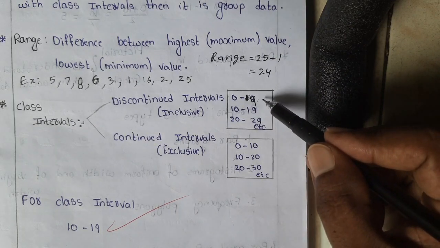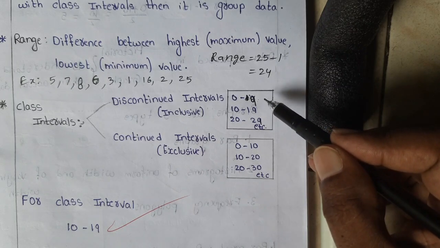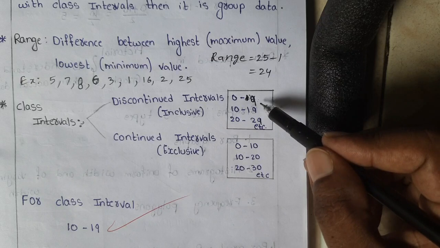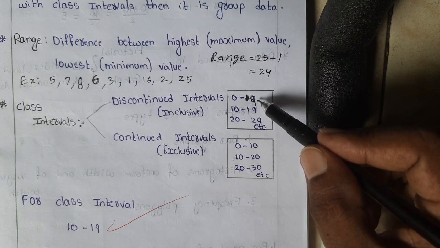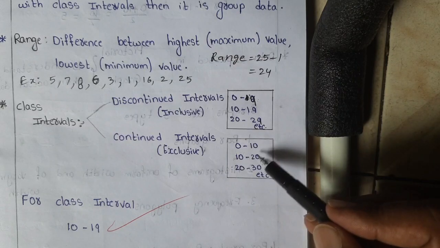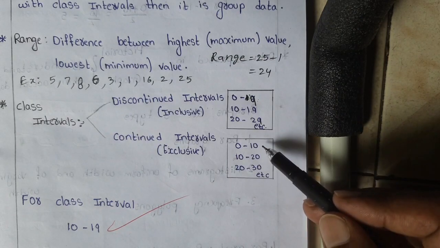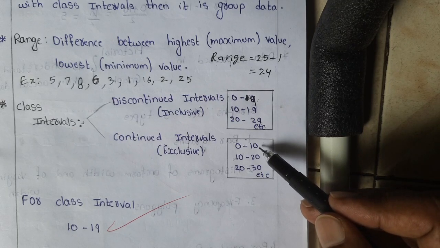Another name is inclusive intervals. Why? Suppose 9 marks came; here we should write it. Whereas below, continued intervals are there: 0 to 10, 10 to 20, 20 to 30, etc. These are exclusive intervals, or continued intervals.